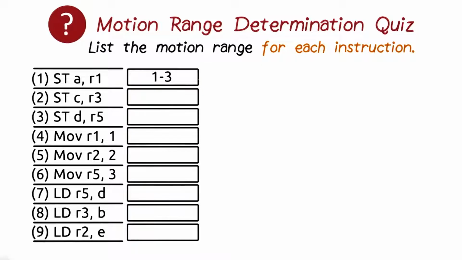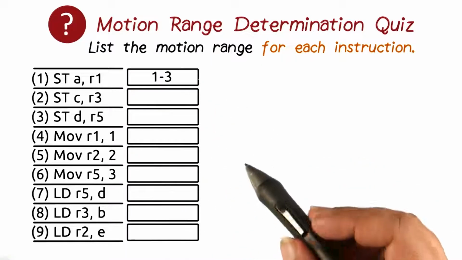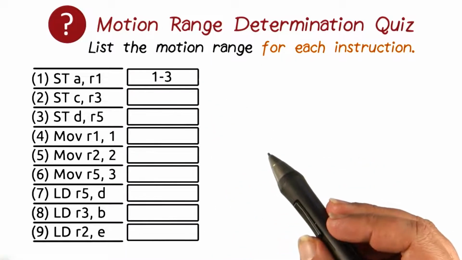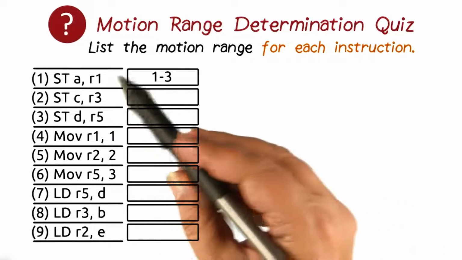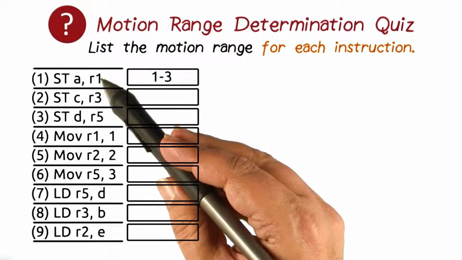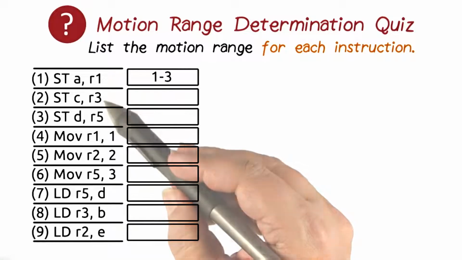So for each of these instructions, such as number 2, number 3, number 4, assuming other instructions are fixed, try to determine such ranges. Please go ahead and mark your answers here.